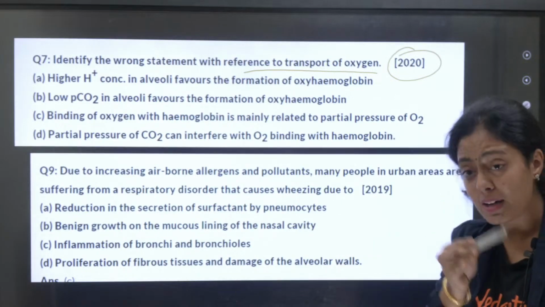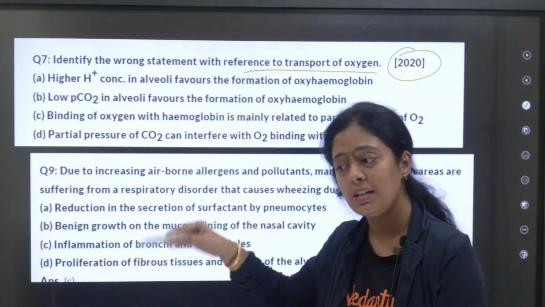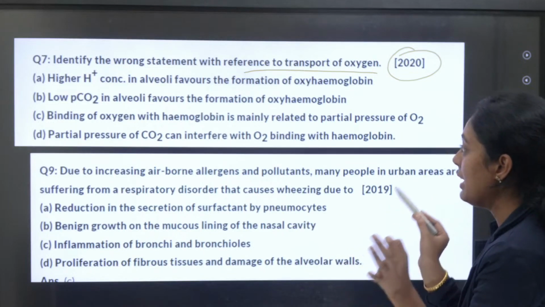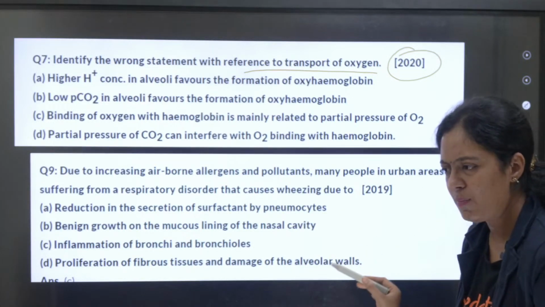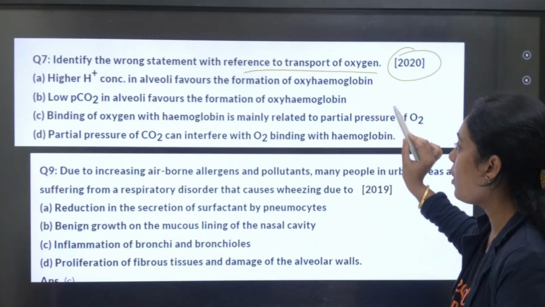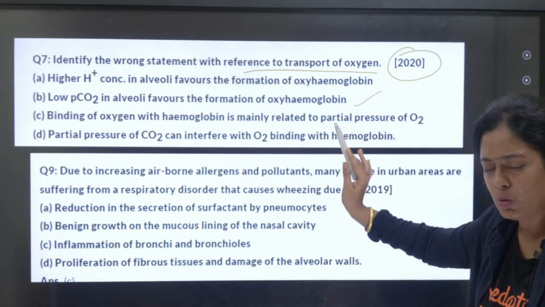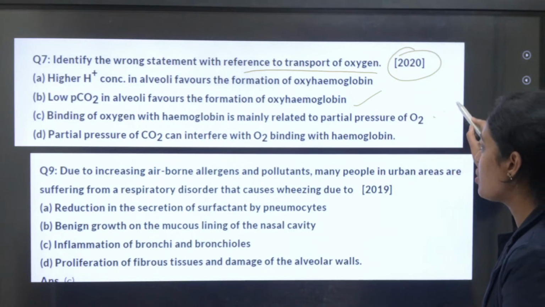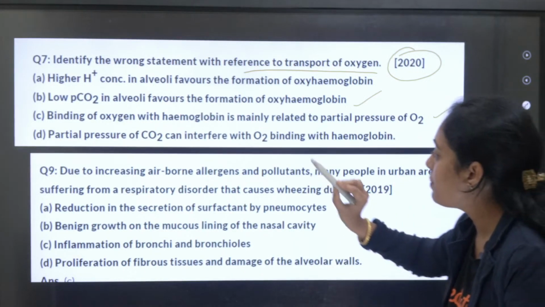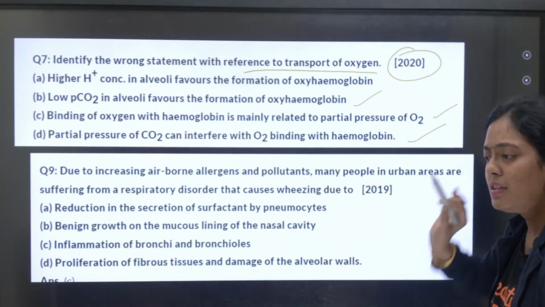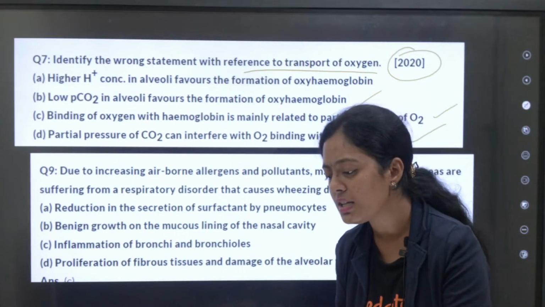This is a 2020 question. So questions keep being asked from this. High H plus concentration in alveoli favors the formation of oxyhemoglobin. Low PCO2 in alveoli favors the formation of oxyhemoglobin. That's absolutely correct. Binding of oxygen with hemoglobin is related to the partial pressure of oxygen. Partial pressure of carbon dioxide can interfere with oxygen binding with hemoglobin. This is also absolutely correct. So what is the wrong statement?